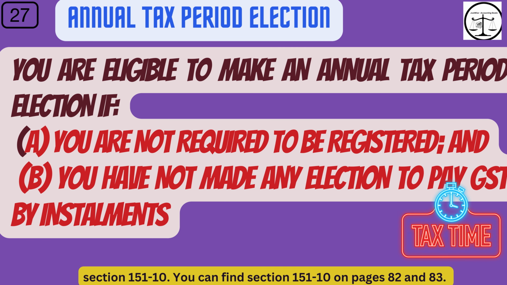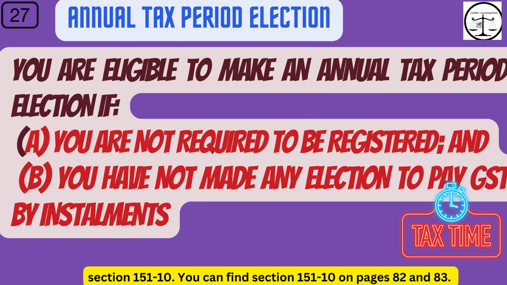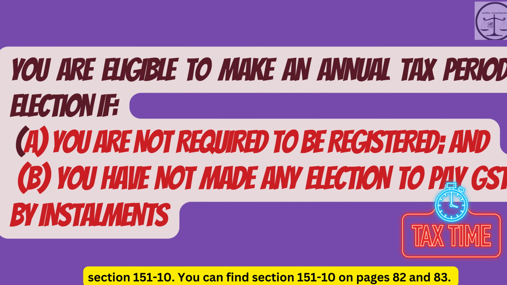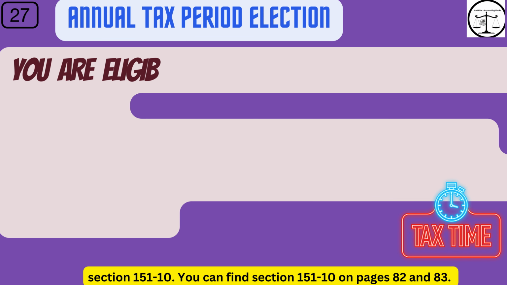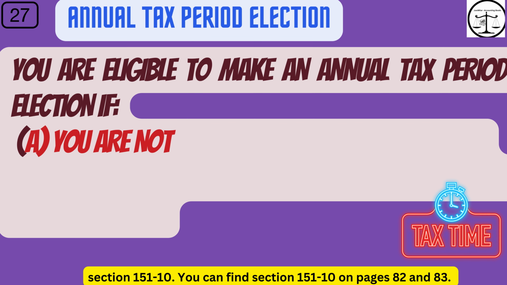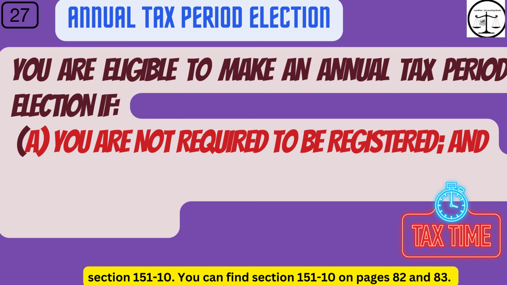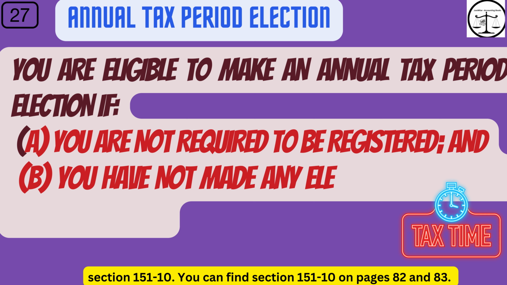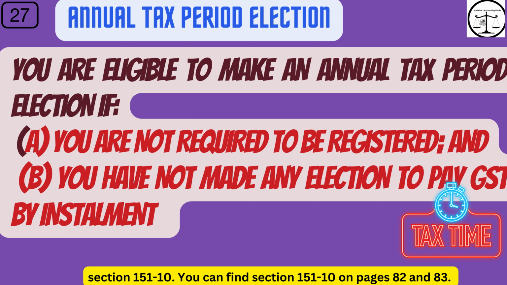Word number 27. Annual tax period election means an election made under section 151-10. You can find section 151-10 on pages 82 and 83. You are eligible to make an annual tax period election if A. You are not required to be registered, and B. You have not made any election to pay GST by installments.